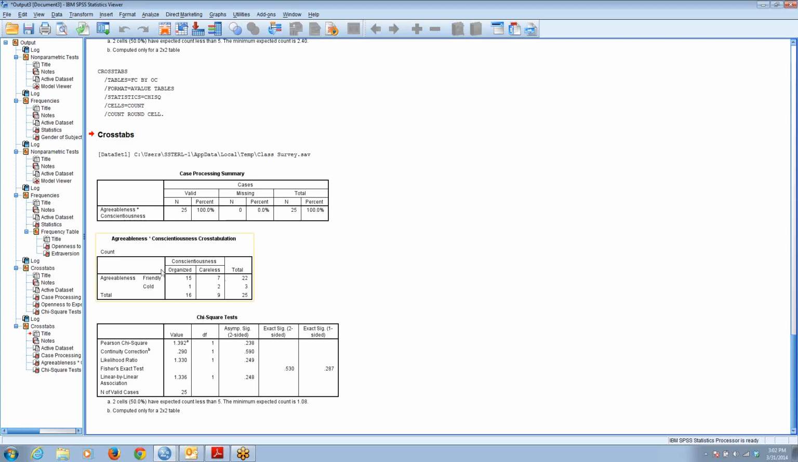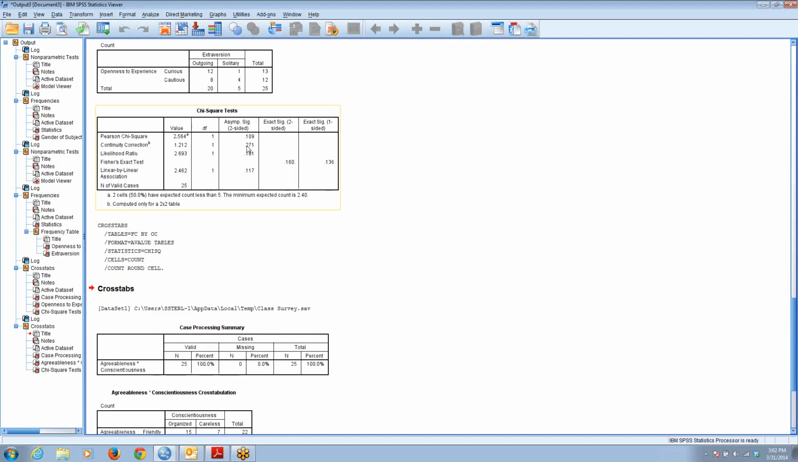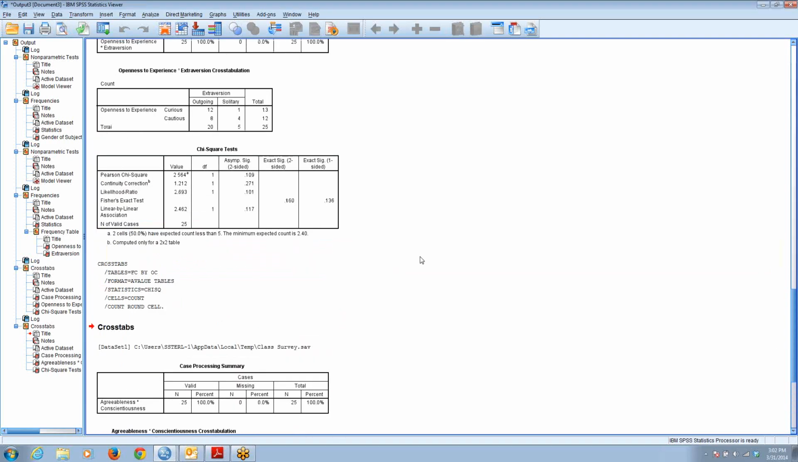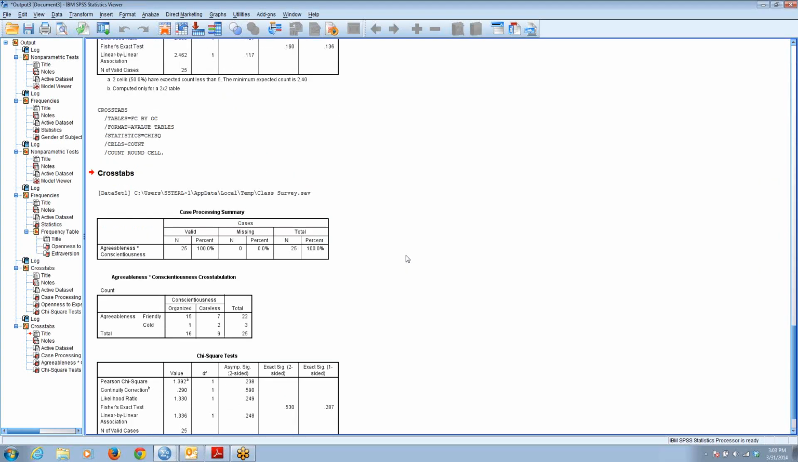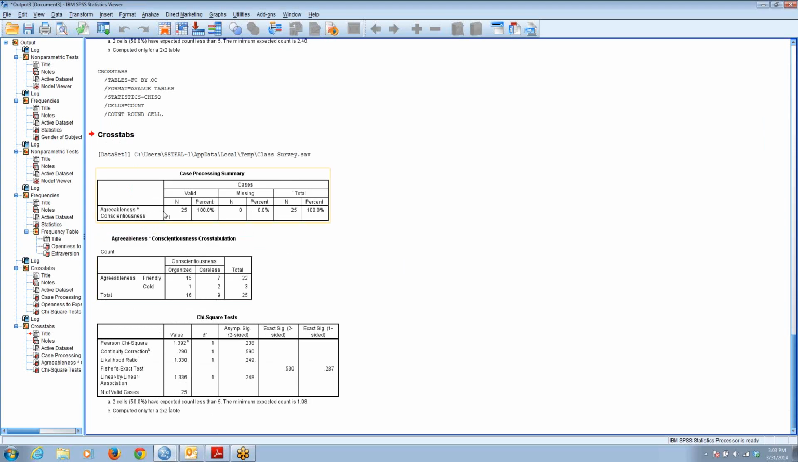And what do we have? So we have organized and careless, and friendly and cold. Now if you look at the significance here, this is even less of a relationship at 0.238 than what we saw on the last one at 0.109. So whereas with that one, at least I felt like there was a trend between extroversion and openness to experience being related to each other, when it comes to agreeableness and conscientiousness, they really don't seem that closely related.